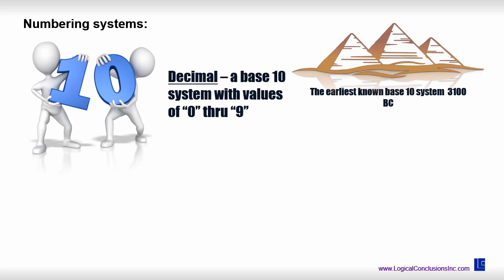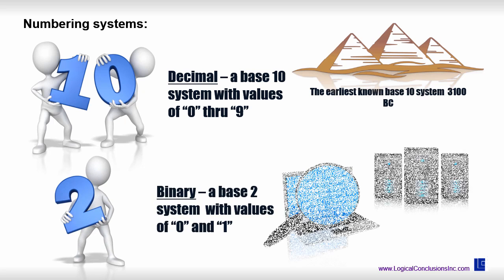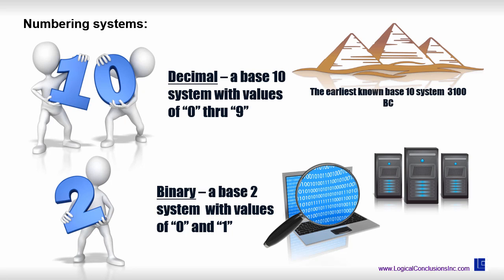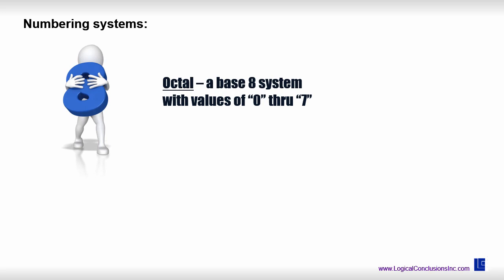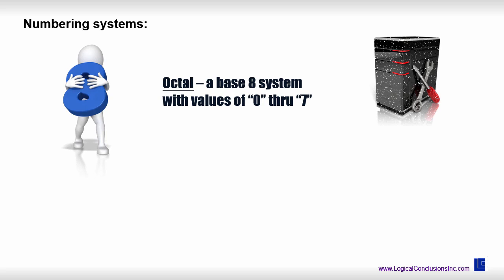In my computer systems career, I had to learn other number-based systems, for example binary, a base 2 system, with values of 0 and 1. Binary is used by almost all computers. Octal, a base 8 system with values 0 through 7. I worked on a second-generation octal computer in my first job.